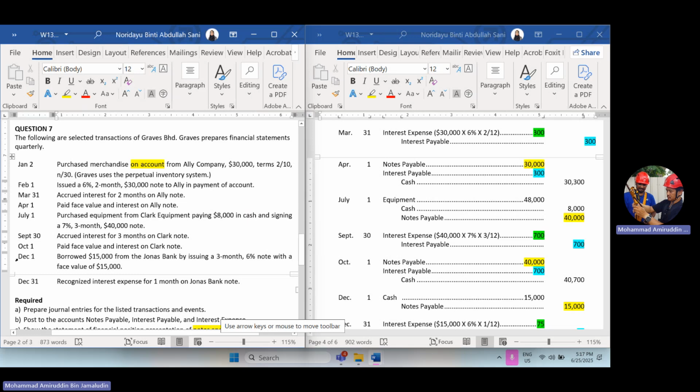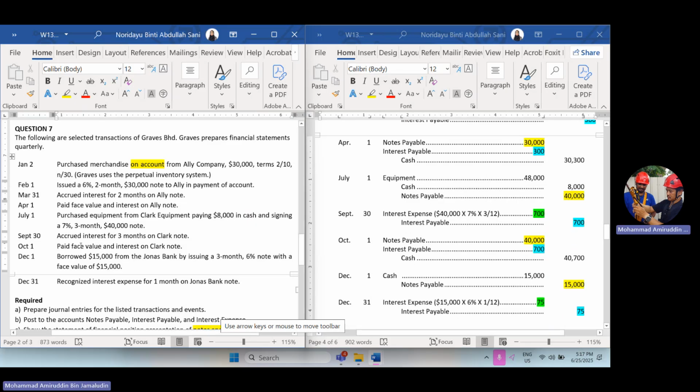Next, October 1st, paid face value and interest on Clark note. Face value means this one, 40,000. So on 1st October, debit notes payable 40,000. And then debit interest payable, the amount that you want to pay. So the total amount is 40,700. Credit cash or credit bank.